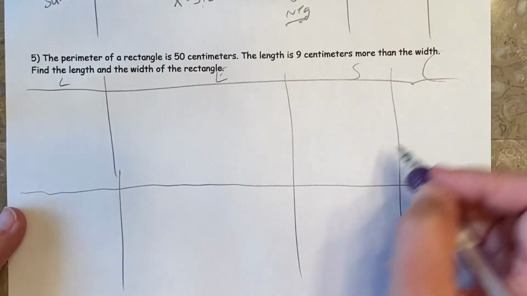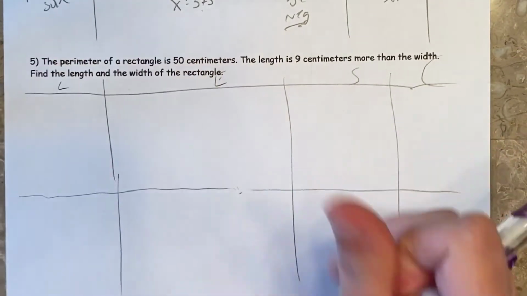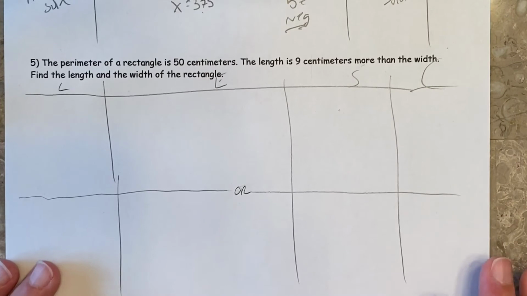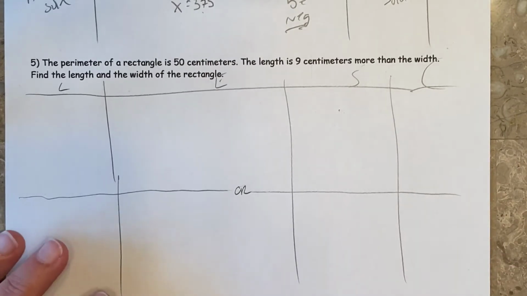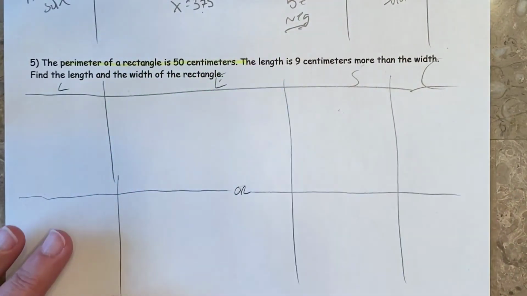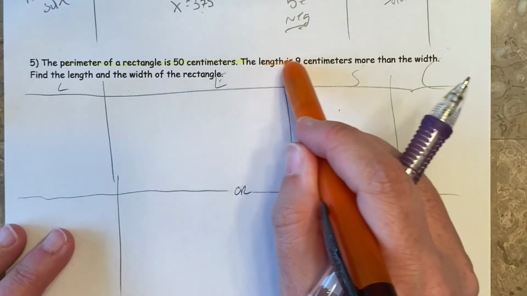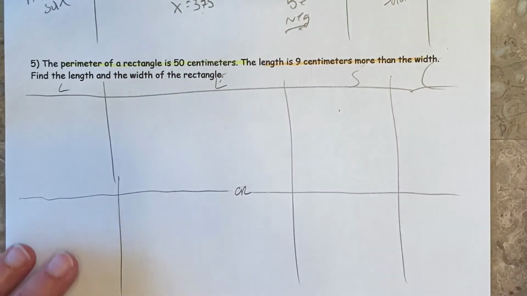Solution and check. Okay, so put my OR right here like I always do. All right, so quick perimeter question. The perimeter of a rectangle is 50 centimeters. The length is 9 centimeters more than the width. Find the length and the width of the rectangle.